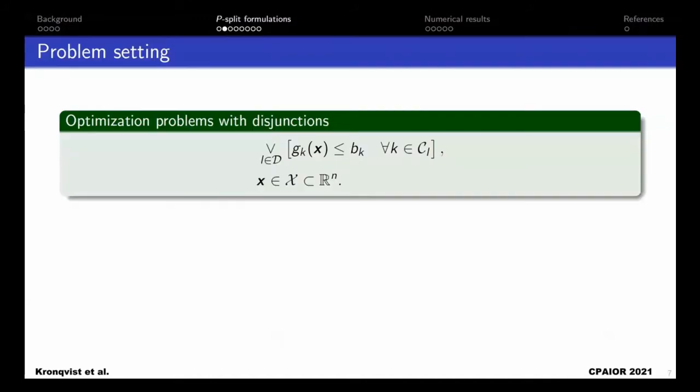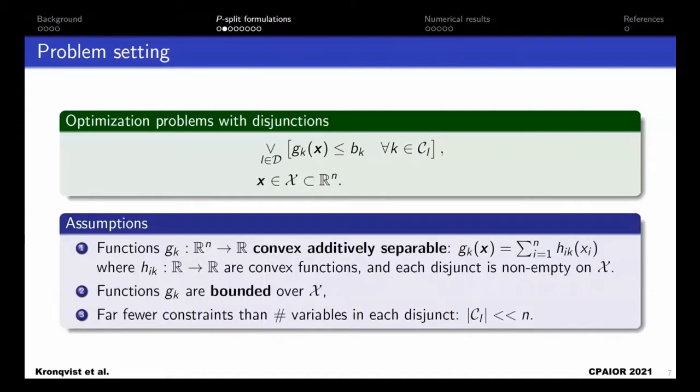Again, we are interested in optimization problems containing disjunctions of this type, but we need to make a few assumptions. First, we assume that the constraint functions g_k are all convex additively separable, meaning that the functions can all be written as a sum of convex univariate functions, and also that each disjunct is non-empty on X. We also assume that the functions g_k are bounded over X, and that we have far fewer constraints than the number of variables in each disjunct.